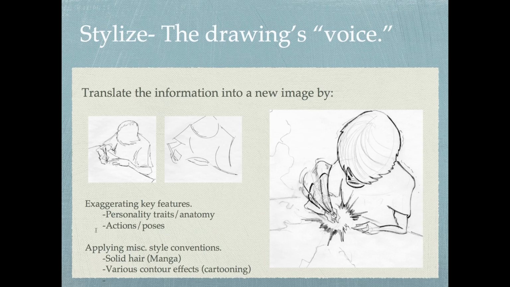So what am I looking at? Well, I'm looking at personality traits, anatomy, actions, and poses. Body language is very important. And then you apply specific conventions to it. So for example, if we were going to go to manga, I would exaggerate the eyes, de-emphasize the nose, have a solid mass for the hair, okay? Or if we're doing generic cartooning, then we'd use various contour line effects.